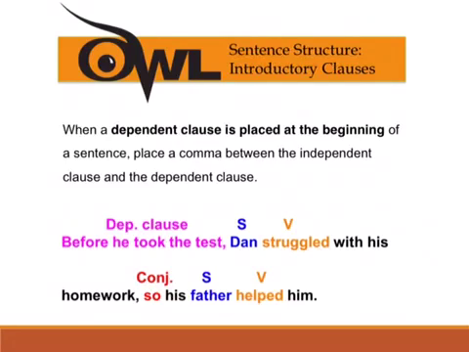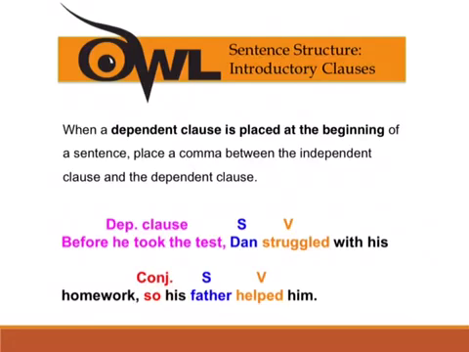Okay, this is my favorite comma rule. When a dependent clause is placed at the beginning of the sentence, you place a comma between the dependent clause and the independent clause. So you place a comma after the dependent clause when the dependent clause opens the sentence. Why do I say it's my favorite comma rule? Because it's so important in terms of helping students write clearly.